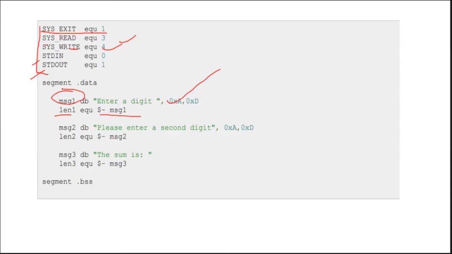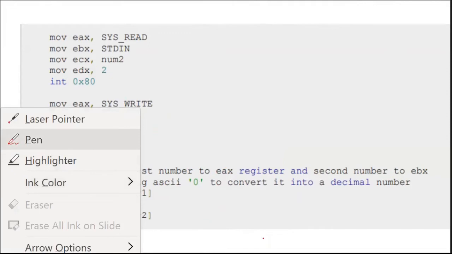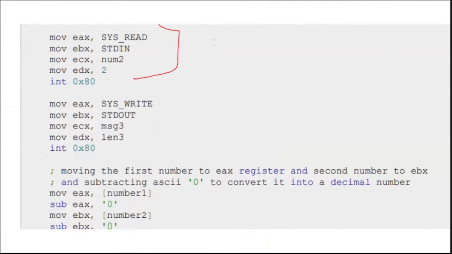Now, the next step is you want to enter the second digit in the same approach. And then the third is to display the answer. The sum is blah, blah, blah, the same approach. And then in the next line, the message or the input for the second number. So here is a sysread for the second number. Read the second number into memory.